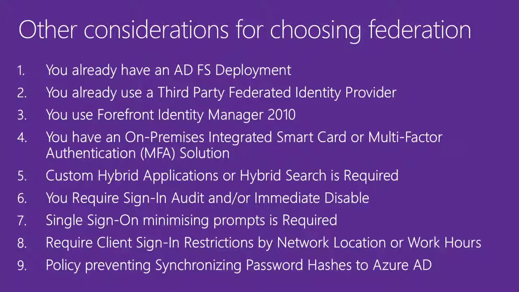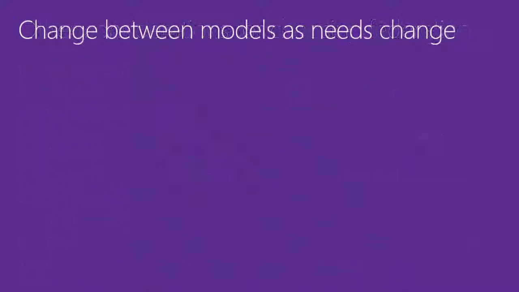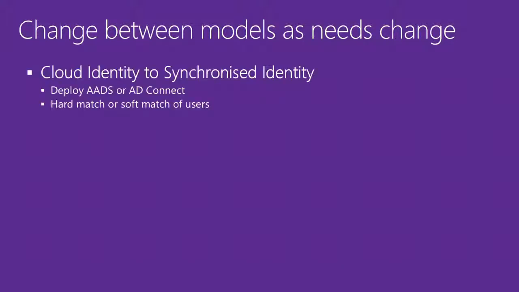Or maybe you have restrictions by network location or work hours, or simply you have a policy, like Microsoft do, that says you can't synchronize hashes to the cloud. So can we change between the models? Yes, we can. We can start with the cloud identity, and we can move to the synchronized identity.